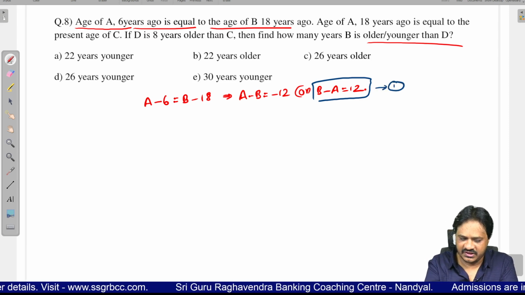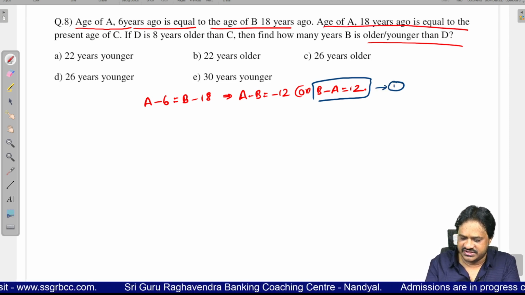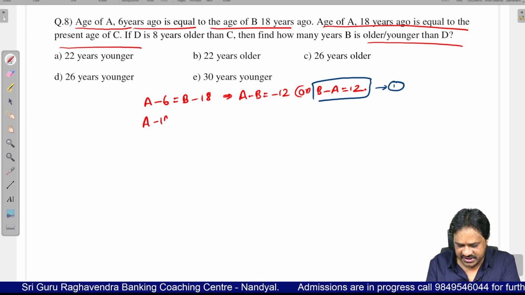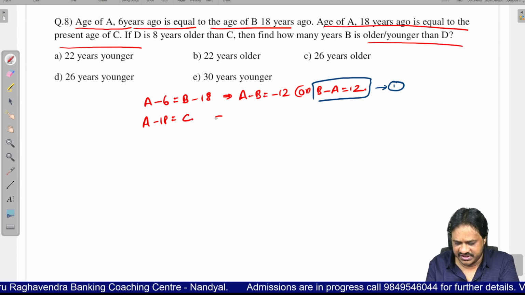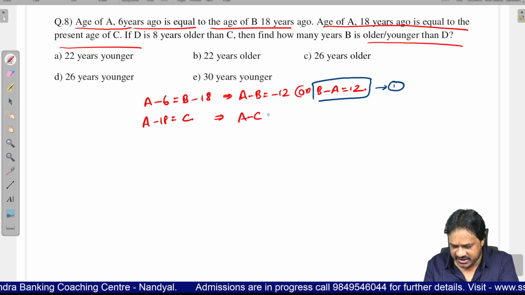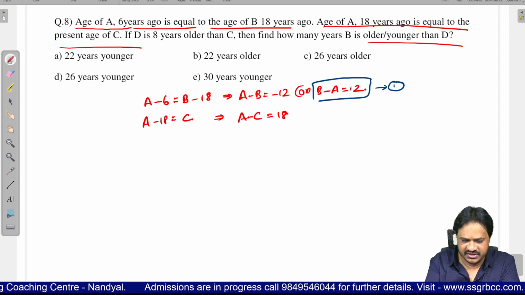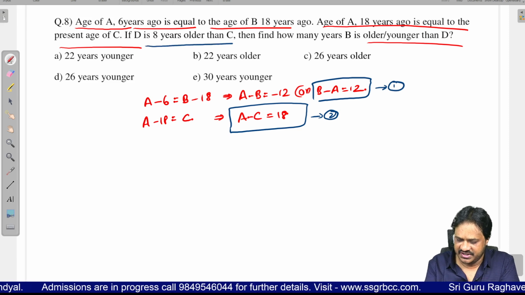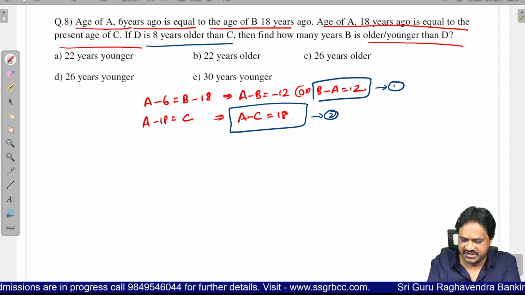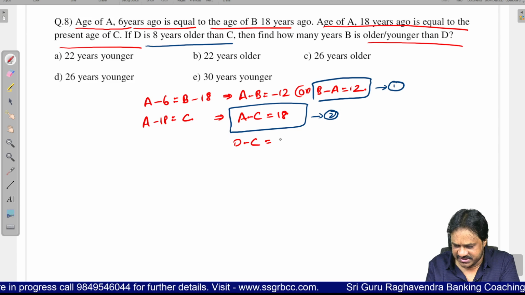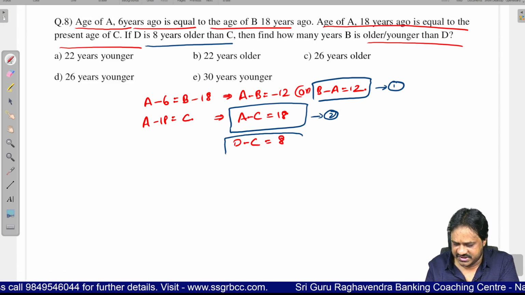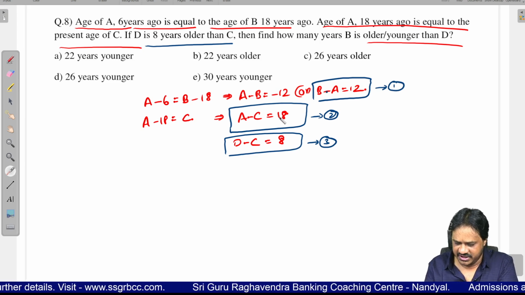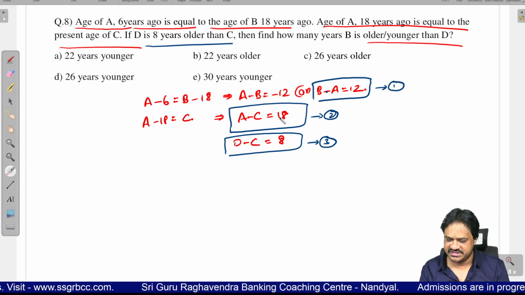Then the age of A 18 years ago is equal to the present age of C. The age of A 18 years ago, that means A minus 18 is equal to C. Therefore, we will get A minus C is equal to 18. Let us take that one as the second equation. D is 8 years older than C. That means D minus C is equal to 8. Let us take this one as the third equation. So you got 3 equations: B minus A is 12, A minus C is 18, D minus C is 8.